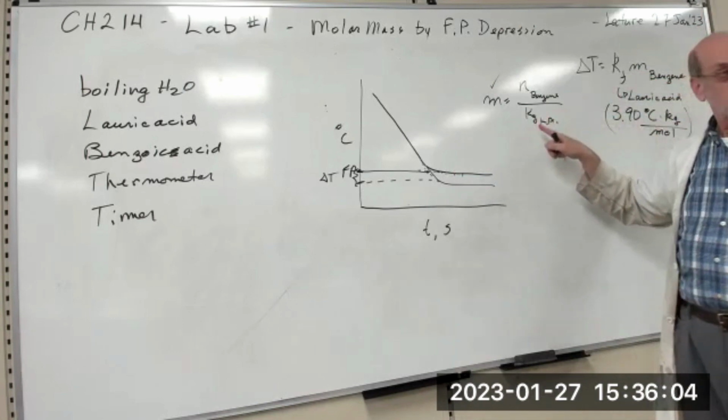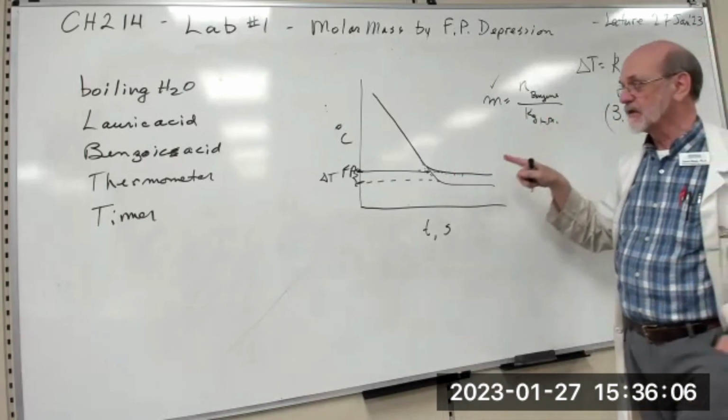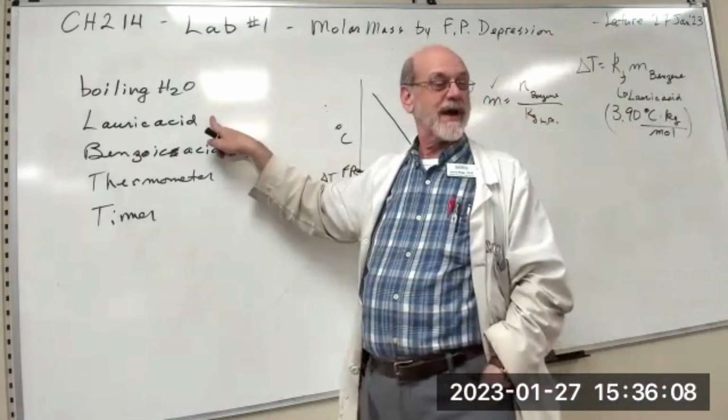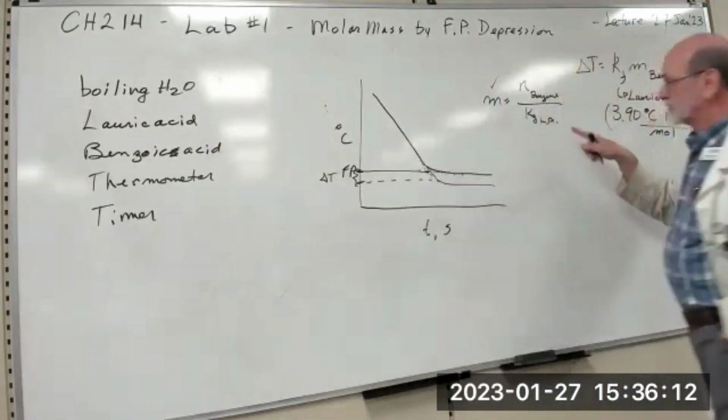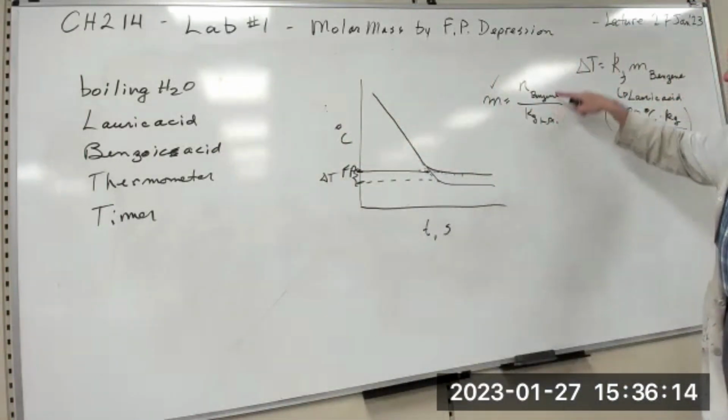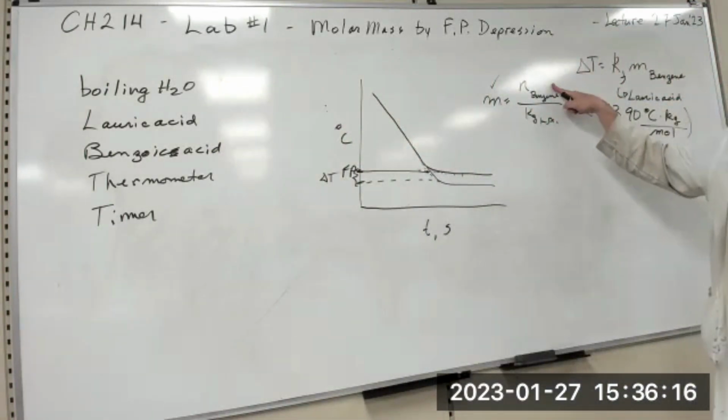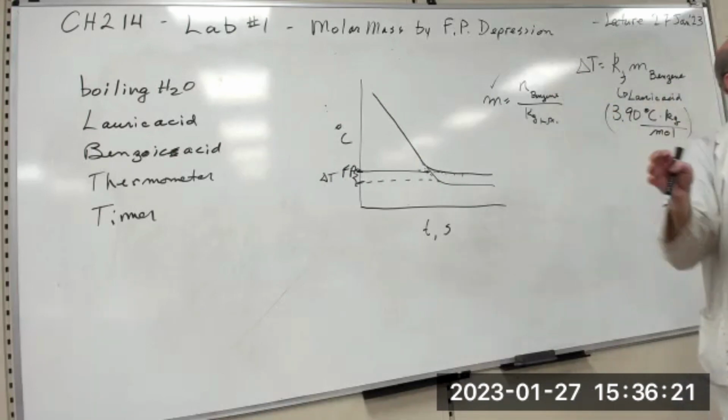We know the kilograms of lauric acid because we measured it in grams. So you have to convert it to kilograms, correct? Right. So you know that one, you know that one. You can calculate the number of moles of benzene. So that gives us the moles of benzene.